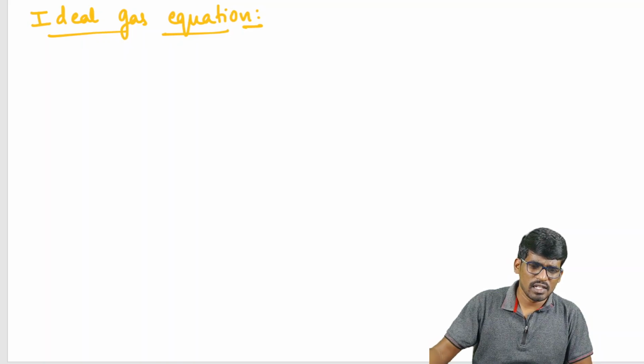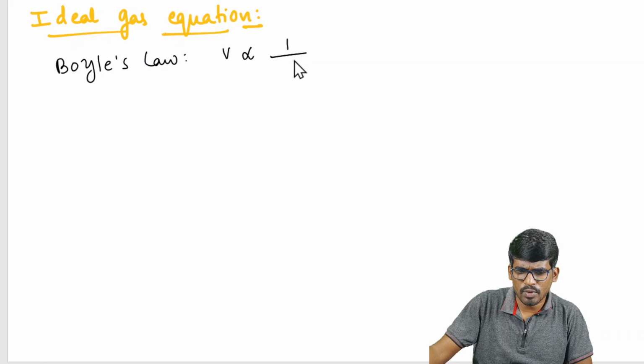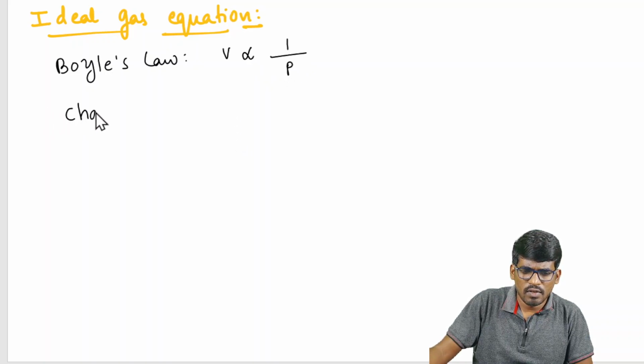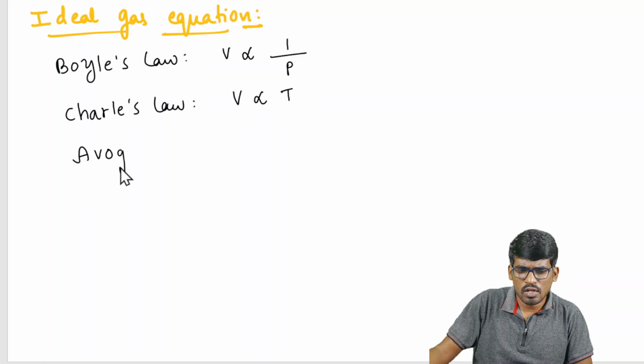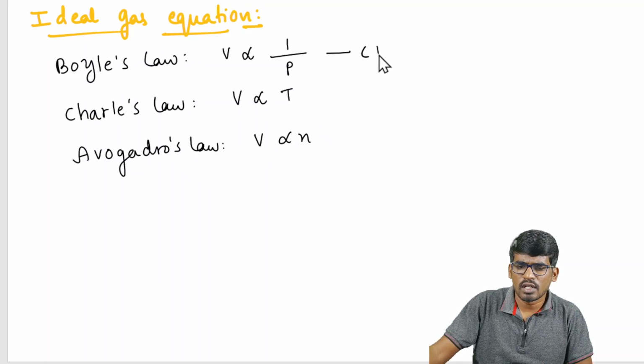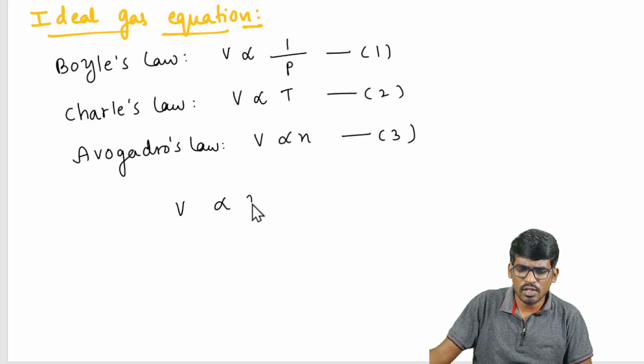So, how do you derive this ideal gas equation? We have Boyle's law, that is V is inversely proportional to pressure. In a similar way, Charles law can be taken as V is proportional to temperature. Avogadro's law, that is V is proportional to n. It is equation number 1, equation number 2, and equation number 3. Take all of these 3 equations. Then from all of these, you will get V is proportional to nT upon P.